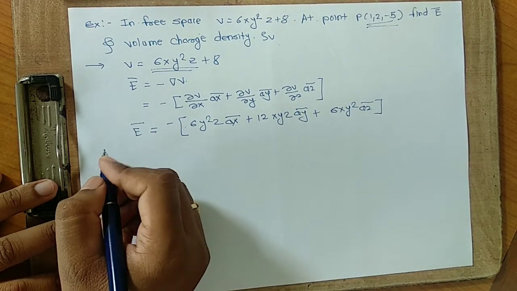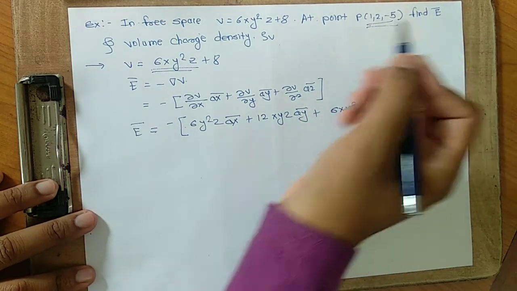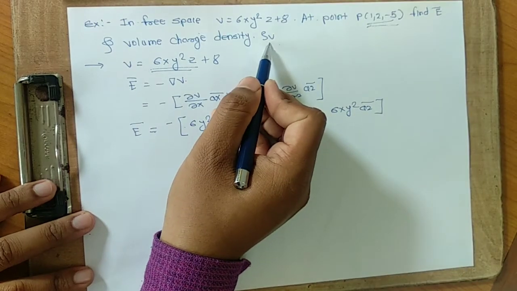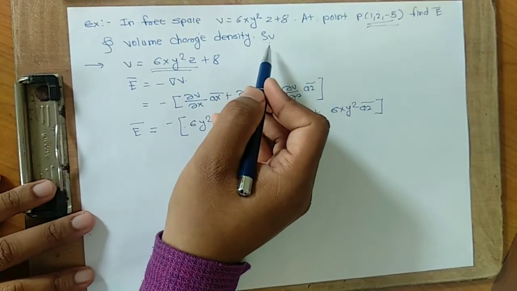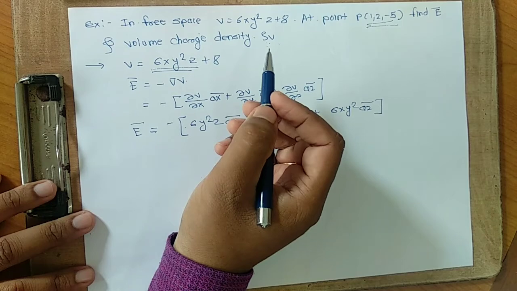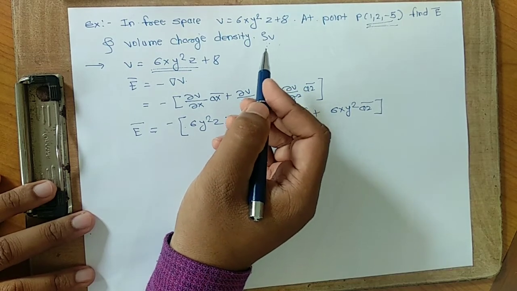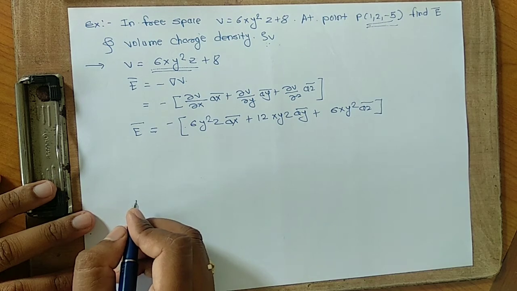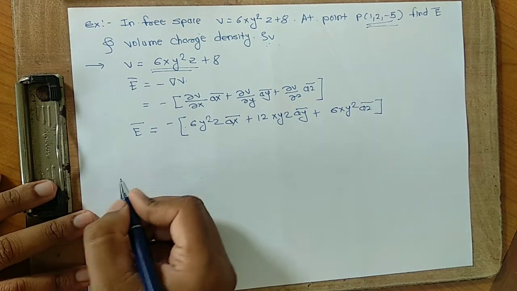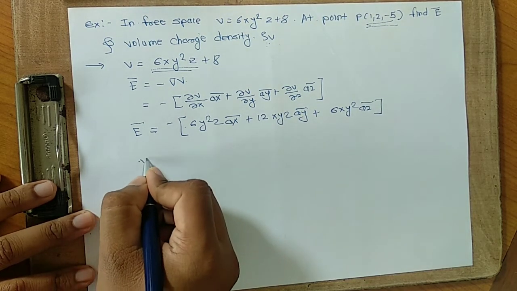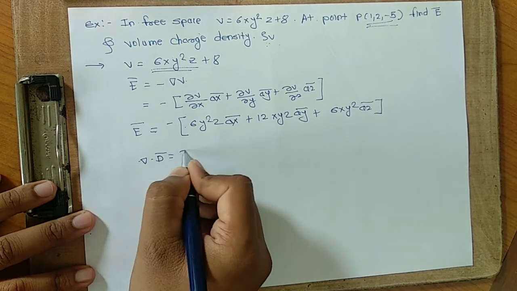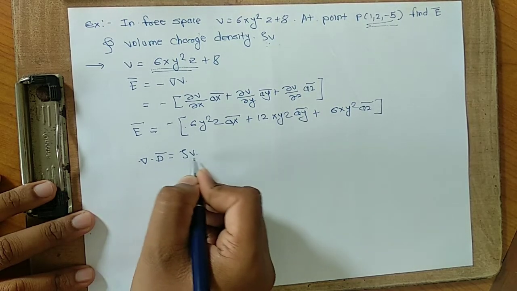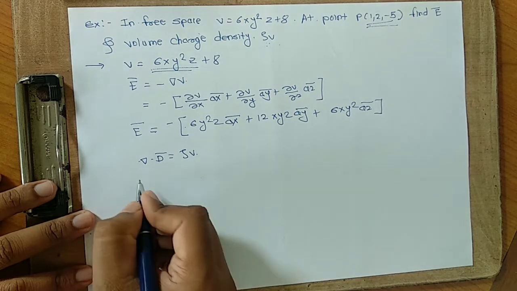But what they have asked, we have to calculate rho v. For calculation of the rho v, we require D bar. Okay, so what is the relation between the E bar and D bar? We have found that relation: del dot D bar is equal to rho v. So for calculation of rho v you will require this D bar. So how to calculate D bar?